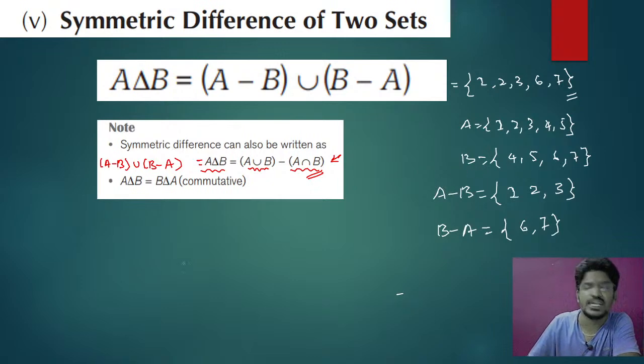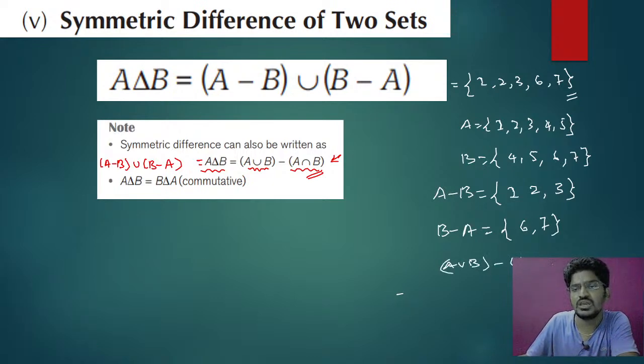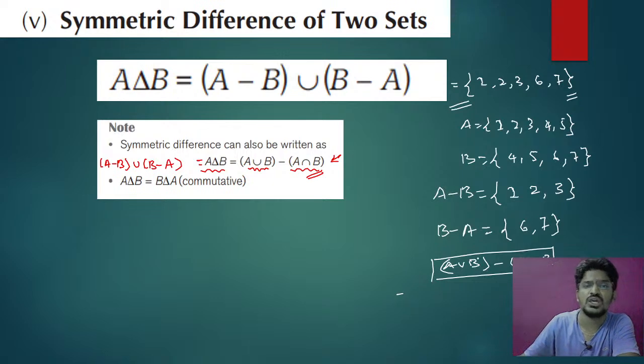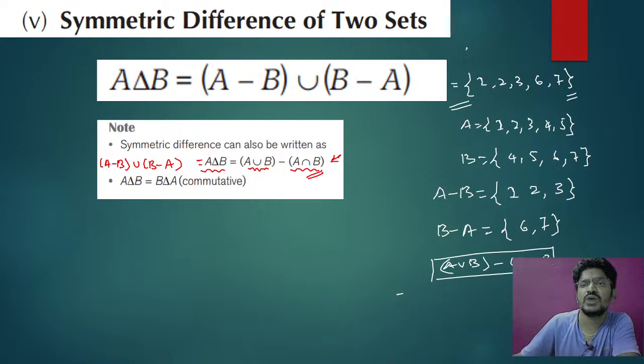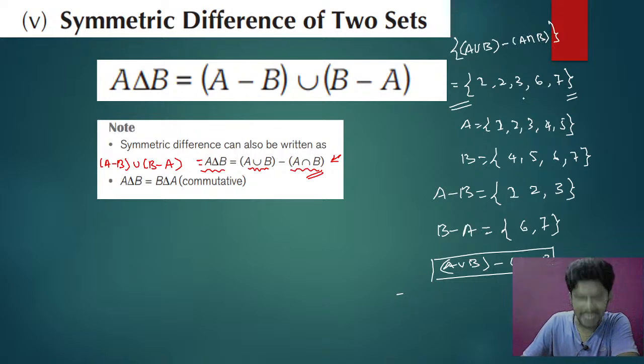You can apply this to this example. So, homework: you verify A union B minus A intersection B. Verify this and check whether you are going to get the same answer or not. Clear? So this is the homework. You have to verify A union B minus A intersection B with this answer. You must get the same answer for this example.